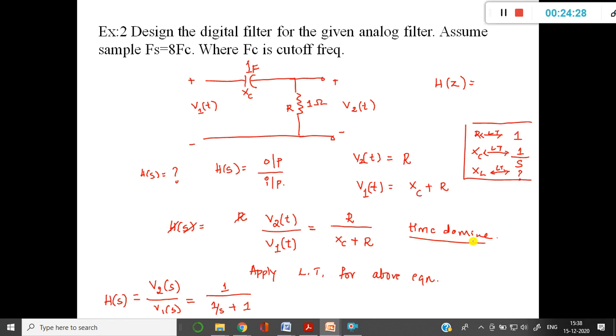Now this is in terms of the time domain. So I need to move from the time domain to the frequency domain, for which I will be applying the Laplace transform. So now h of s is equal to V2 of s divided by V1 of s, that is equal to the Laplace transform of resistance R, which is 1. The Laplace transform of XC is 1 by s. So now I replace my R by 1, its equivalent Laplace transform, and XC by 1 by s, its equivalent Laplace transform. Once again, 1 for the Laplace transform of resistance.